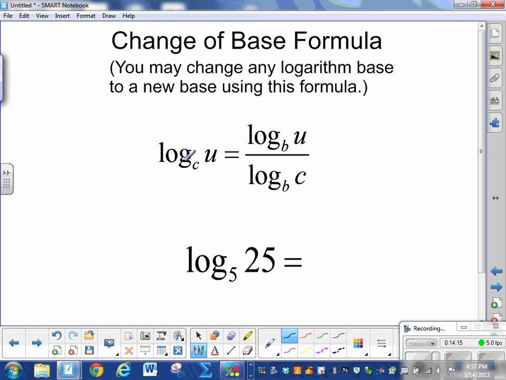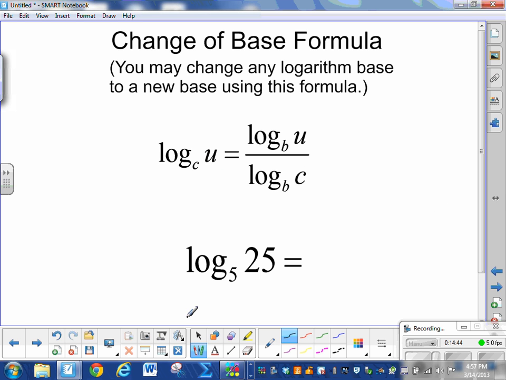So if you take log base c of u, where c can be any number, that's the same thing as log base b of u over log base b of c. Notice that the c base turned into a b base. So b is another number that's not c. Say c was a 5, b could be a 6. So log base b of u goes on top, and log base b of c goes on the bottom. The old base becomes part of the new denominator.